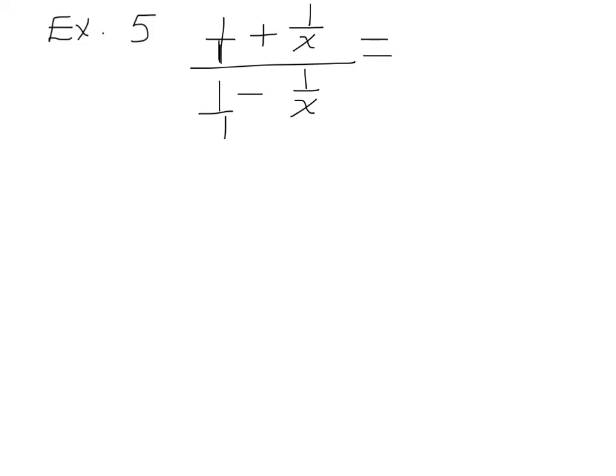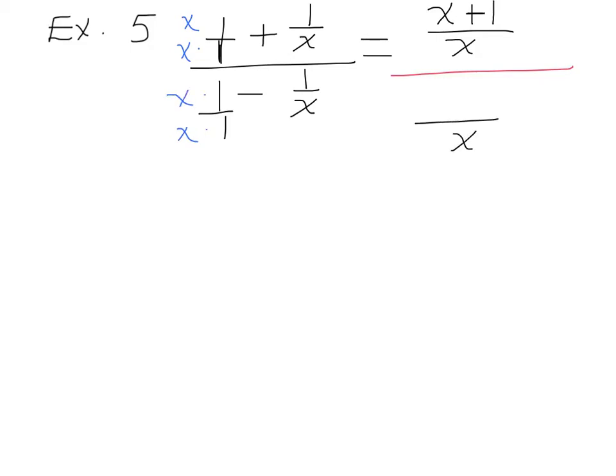I work with my numerator first, and I get a common denominator, which will be x. So this needs an x, and this needs an x. So my common denominator is x. I'm going to have x plus 1. That's my numerator. Then in my denominator, my common denominator is also x. And then I'm going to have x times 1, which is x minus 1.